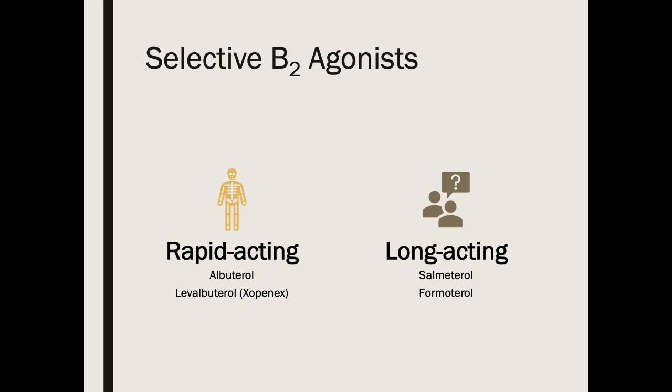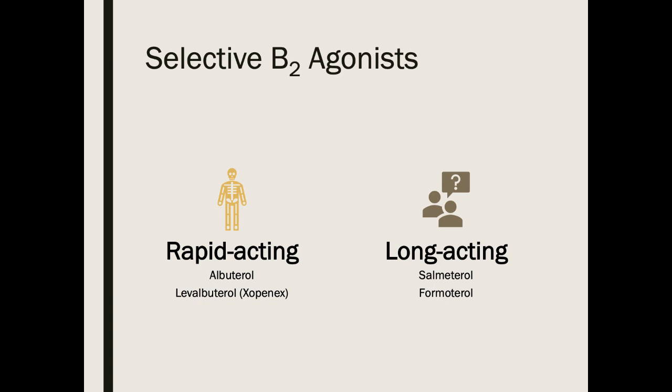Then we have our beta 2 agonists. And remember, if we stimulate beta 2, we get bronchodilation. And in asthma patients and COPD patients, we want bronchodilation. So we can give a beta 2 agonist. These come in a couple different flavors. We've got rapid acting beta 2 agonists and long acting beta 2 agonists.